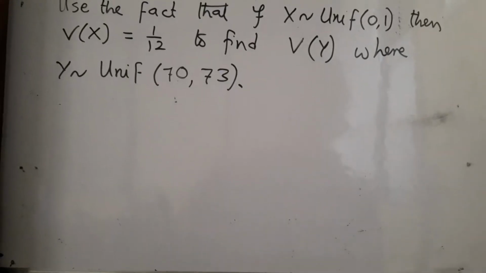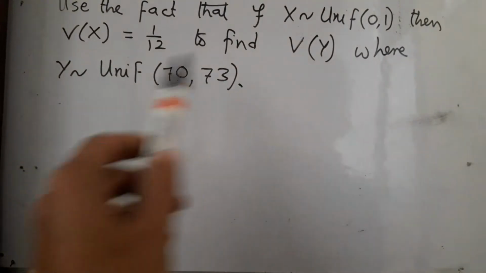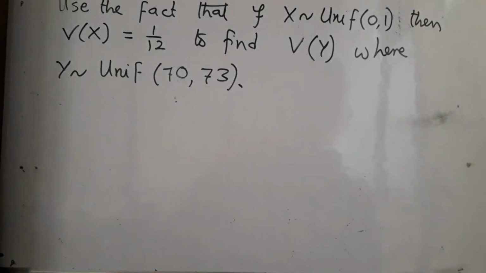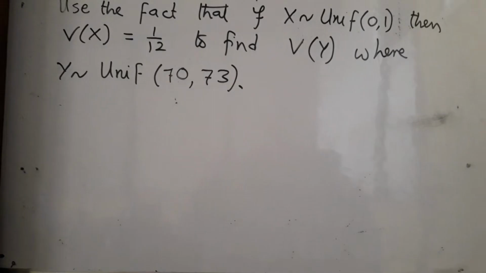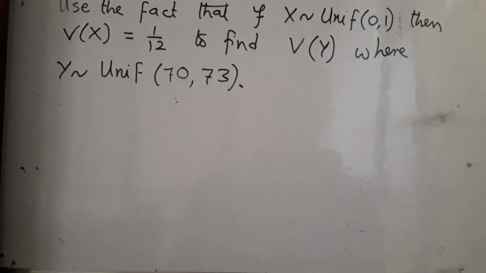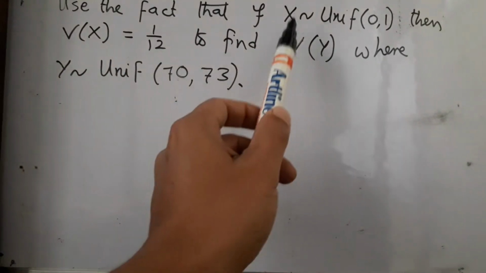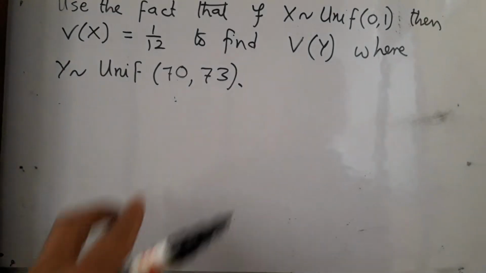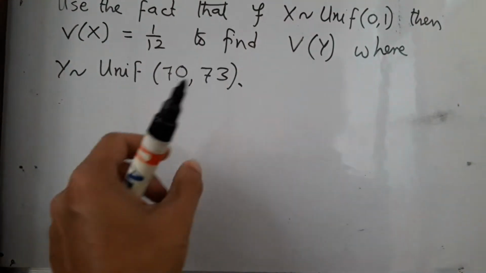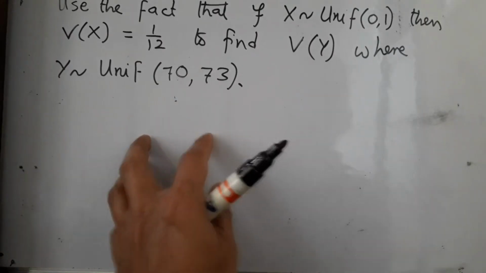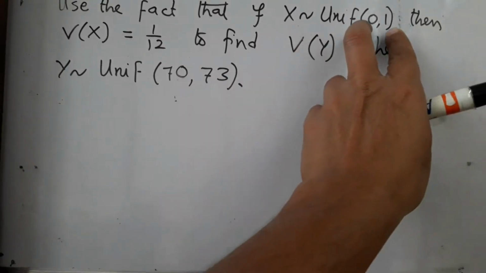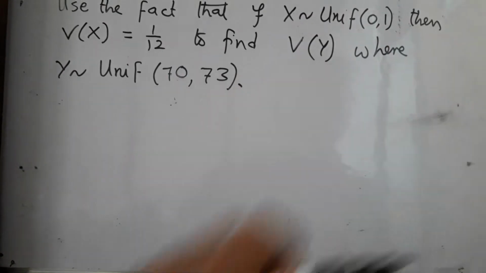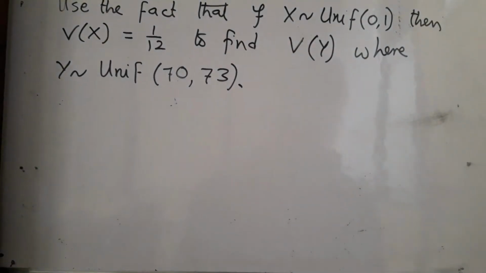In this exercise, you have to find out variance of y, where y has uniform distribution from 70 to 73. You can of course employ the definition directly, but I want you to do it in a simpler way, just by mental arithmetic, using the fact that if x is uniform 0-1, then the variance is 1 by 12. So try to create y using x by suitably multiplying x with a number and adding a constant such that the interval 0-1 comes to the interval 70 to 73, and using that guess and find out the variance of y.